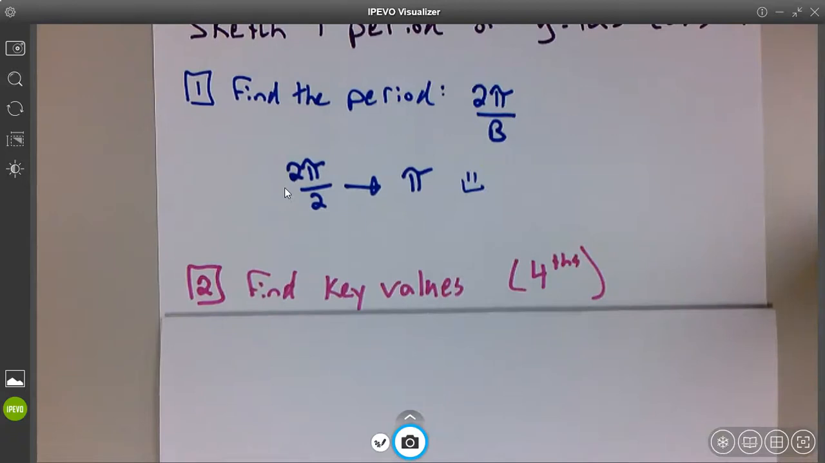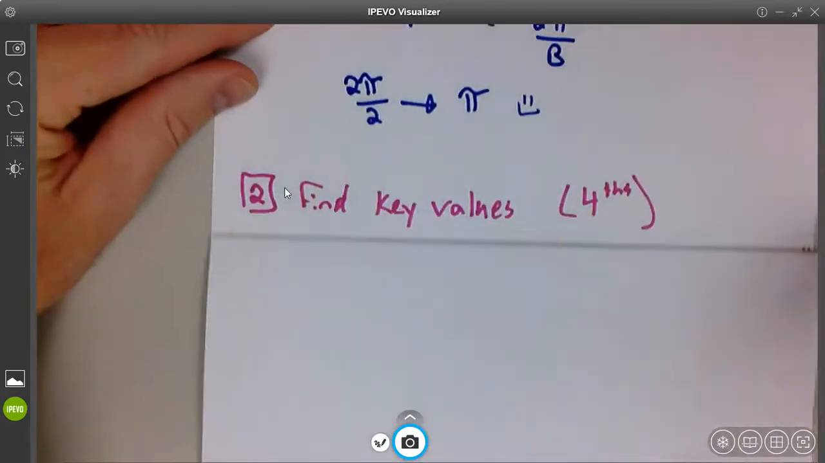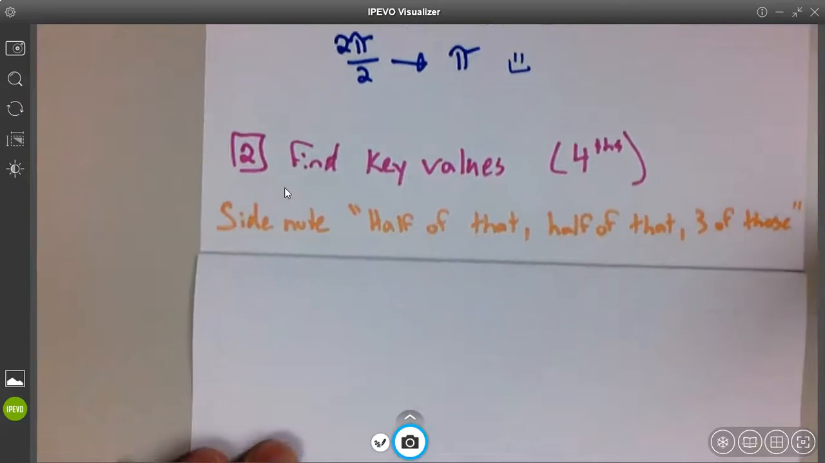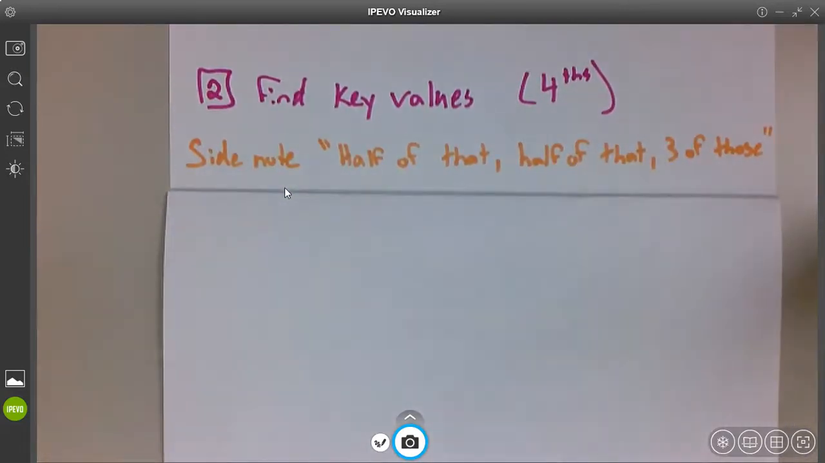So whatever our period happens to be for whatever problem we're doing, we want to break that into fourths. That will always put us on the key values, and I'll show you how it works in a second. As a little side note, yes, there are different ways to break things up into fourths, but this is what I do in my head, and when we do problems, this is what I will say. We want to take whatever the period is and cut it in half. Then take whatever that is and cut it in half. Then take whatever that is and give me 3 of those.